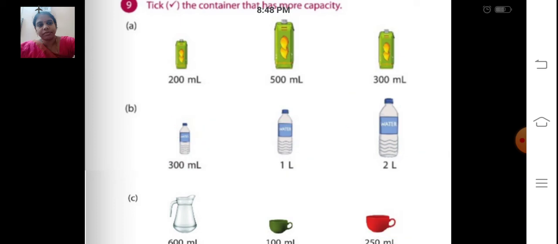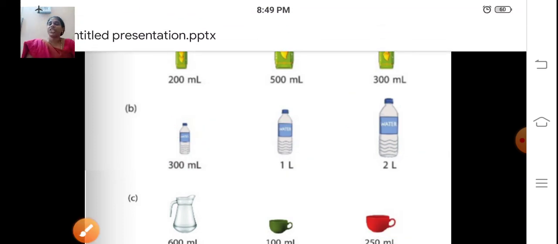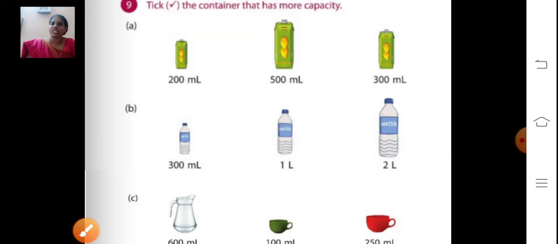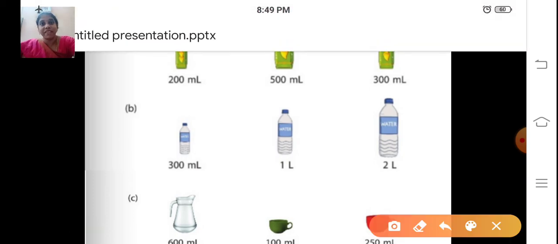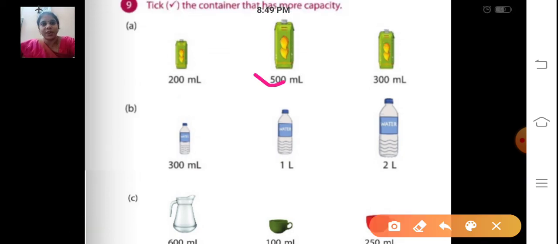Next, just see which one can hold more capacity. First is 200 ml, so that is small one, and 500 ml, and third one is 300 ml of juice. Which one can hold more juice? Think and tell me the answer now. It's easy. Yes, 500 ml. This jar can hold more, right? So 500 ml.